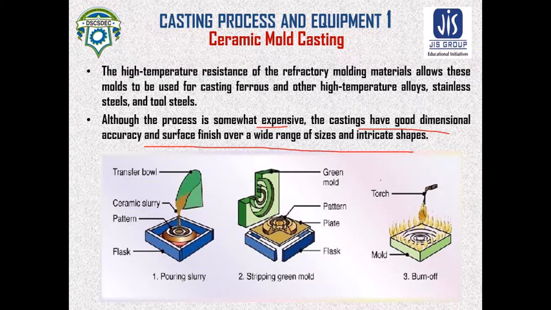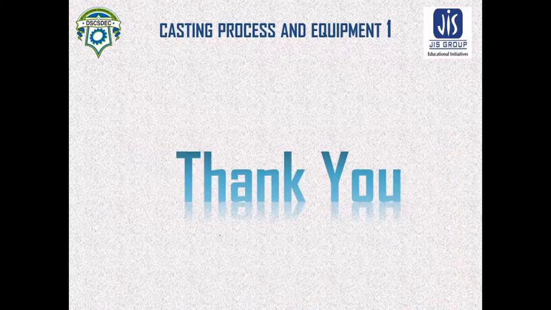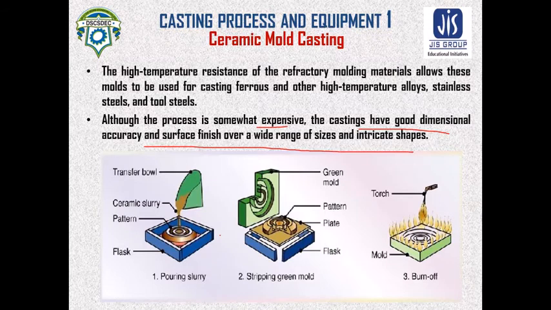So this is a typical picture of ceramic mold casting. First, the slurry is poured. Then the green mold can be separated, and after the separation, it is burnt off to burn off the volatile material.